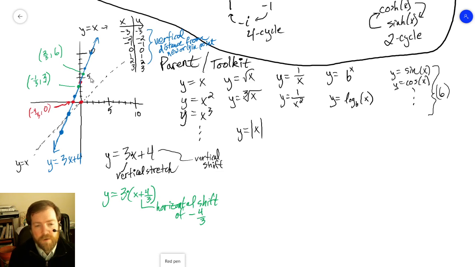We could think of this in a slightly different way. The items that affect an x value on the inside of the function are going to be doing things to the horizontal direction.